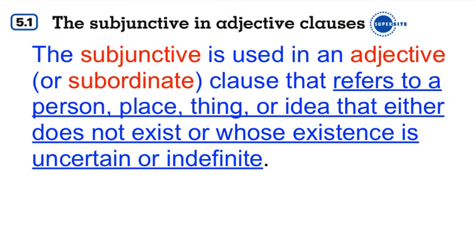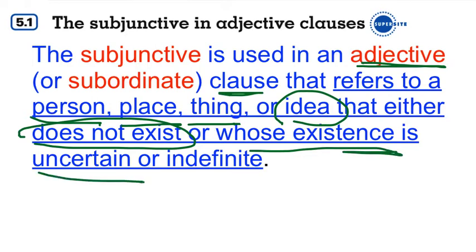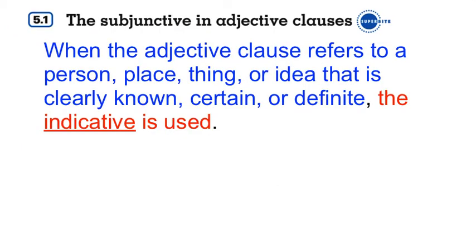So now we have the adjective clause. If the adjective clause refers to a person, a place, a thing, or an idea that either does not exist or whose existence is uncertain or indefinite, the subjunctive is used in the adjective clause, which is considered the dependent or subordinate clause.